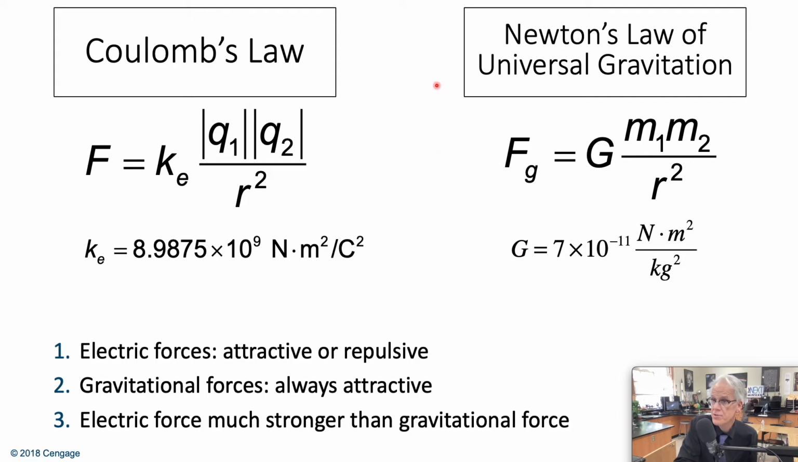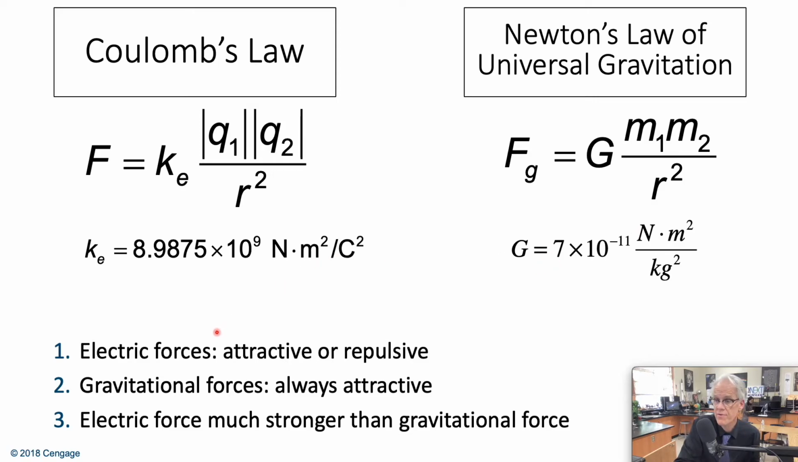Let's compare and contrast Coulomb's law and Newton's law of universal gravitation. Notice that they do look the same. You have a constant here. Here it is the Coulomb's constant, and here's the gravitational constant, and here's where the first big difference is. Coulomb's constant is very large, a number times 10 to the 9. The gravitational constant is very small, some number times 10 to the negative 11th.